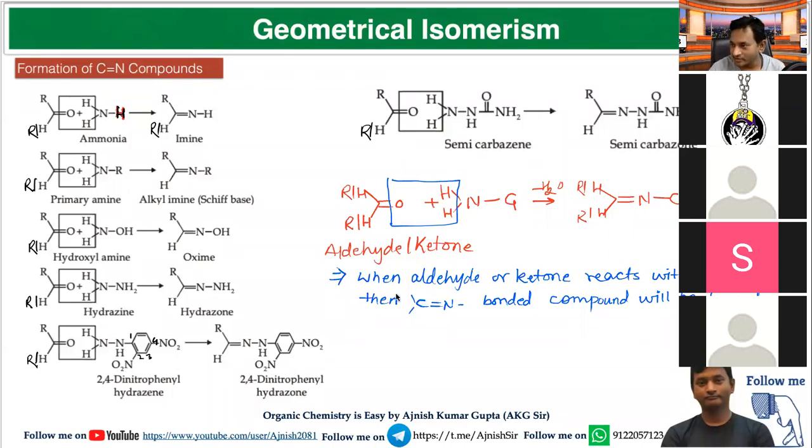Now, after writing this, you should write this one. When aldehyde or ketone reacts with NH2G, a water molecule goes out and there is formation of carbon double bond nitrogen. After writing this, you have to write this one, and after completion of this, you also write this part. Here, an alkyl group may also be there. Write it down.